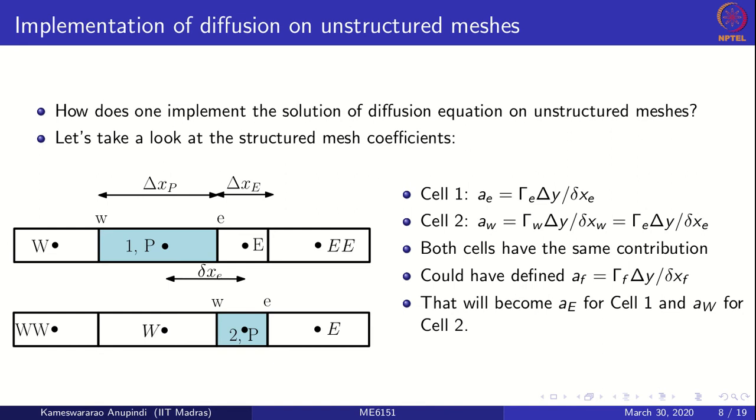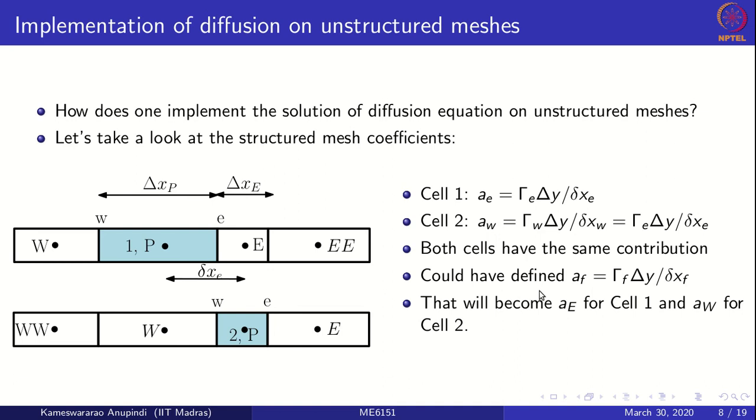Basically the conservation of fluxes. Whatever flux is leaving here is entering this cell. That's why these coefficients have come out the same. Your gamma grad phi on the face is leaving from cell 1 and entering cell 2. It is the same flux that left cell 1 entering cell 2, and as a result the coefficients are the same. So both cells have the same contribution.